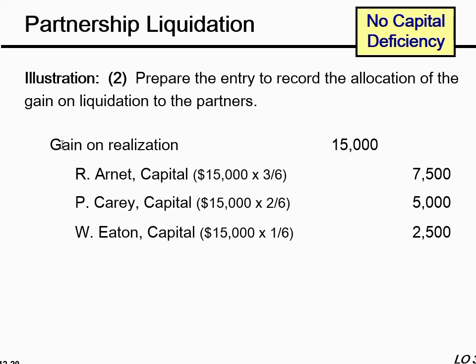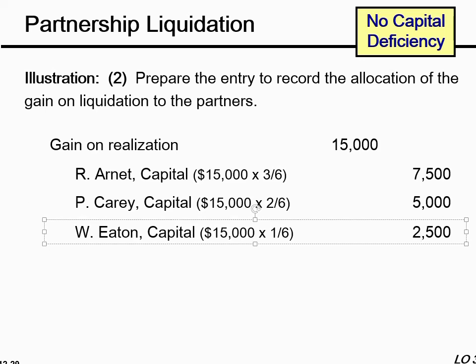So gain on realization will get debit. Earned capital will get credit. 15,000 was the full gain, and he is taking 3 by 6 of it. So his capital will increase by 7,500. 15,000 was the gain, 2 by 6 is taken by Kerry. So his capital is going to increase by 5,000. And Aton is going to take 15,000 multiplied by 1 by 6. So 2,500 is taken by him, right?